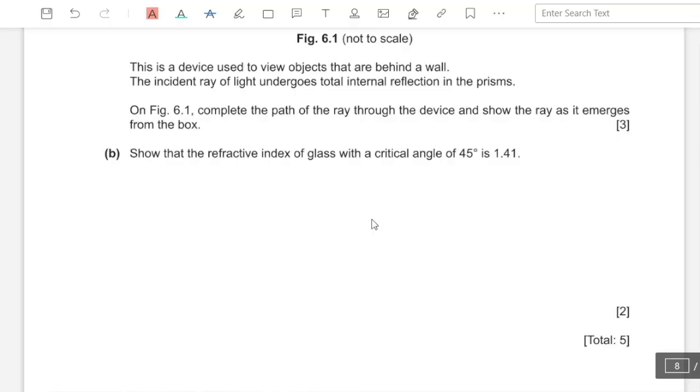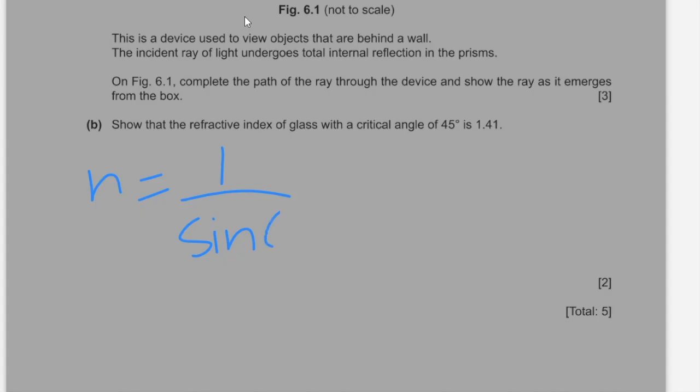Show that the refractive index of glass with a critical angle of 45 degrees is 1.41. Alright. So refractive index is equal to 1 divided by sine of the critical angle. And so the refractive index should be 1 over sine of the critical angle, which is 45, which is 1.41, just the figure given in the question.